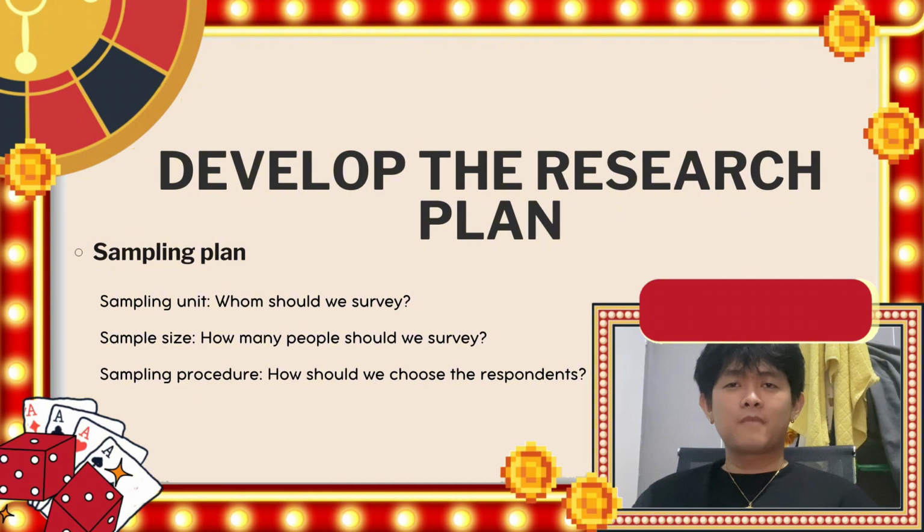Now for the sampling plan, sampling unit. This identifies the target respondents relevant to the research. And for the sample size, it determines the number of participants for valid results. And lastly, sampling procedure, which selects respondents through methods like random sampling.